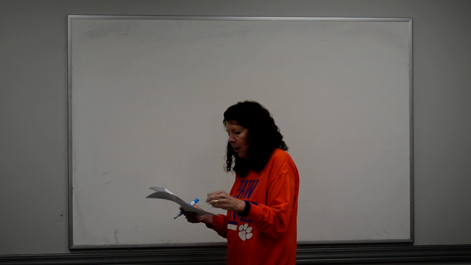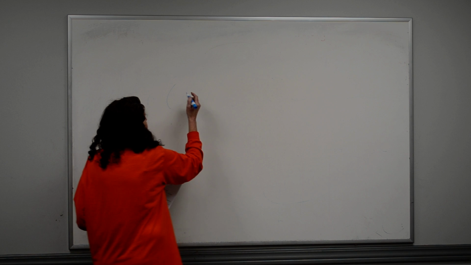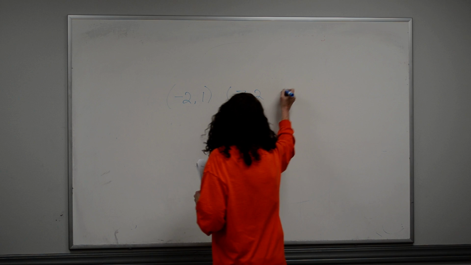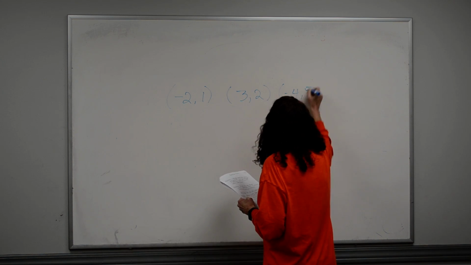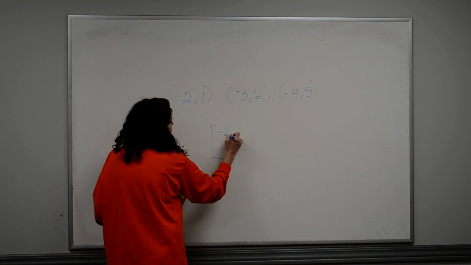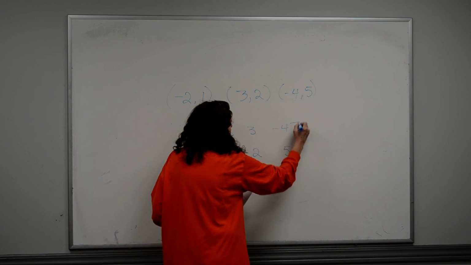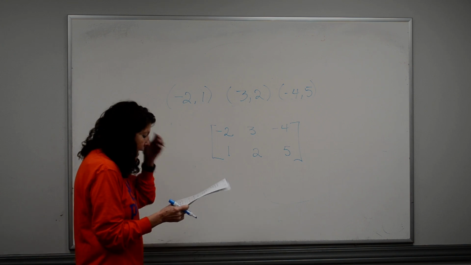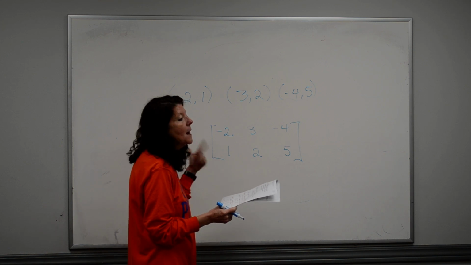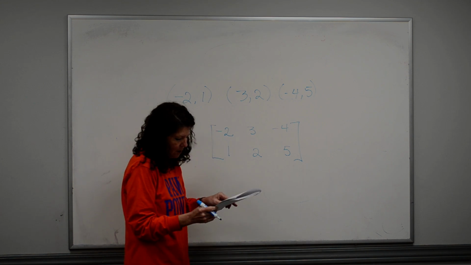You literally are going to multiply. Let's say you have this triangle: negative 2, 1, you have 3, 2, and you have negative 4, 5. The very first thing you're going to do is make a matrix out of it by taking the x and putting it on top of the y. You're going to put that in your calculator. And then depending on the rotation that they want you to use, you're going to multiply this by your matrix. The resulting matrix would be what your new transformation is, okay?